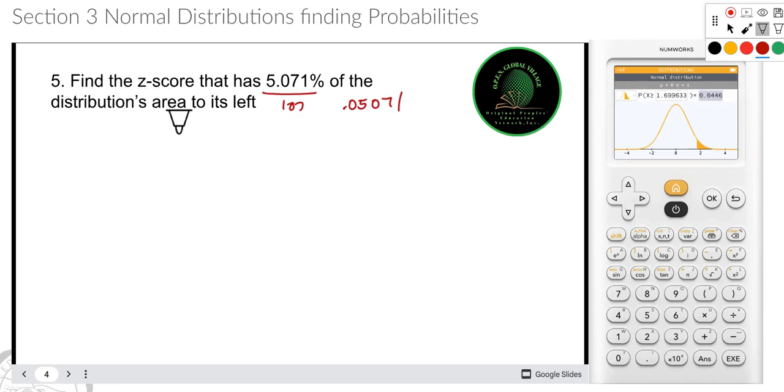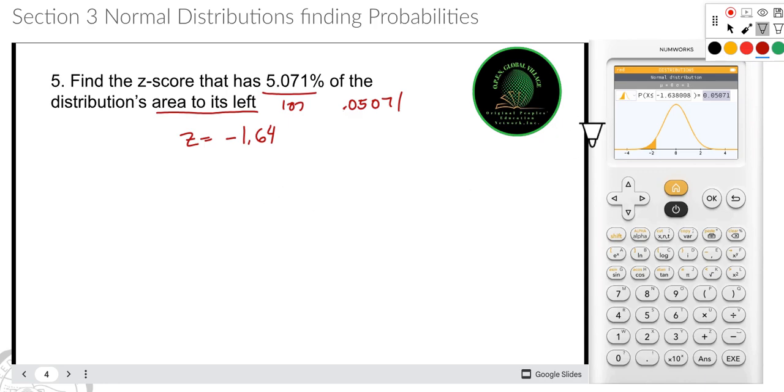But in this case, we want the area to its left. So again, we have to make sure we're using the right tool, which is the left tool, the less than tool. And we just come over here and we enter our value, 0.05071, and we've got our z-score. Typically, if the instructions are different, but typically they'll want them rounded to 2 decimal places, so that z equals negative 1.64. And you see, it looks like about 5% is just a little bit in this little corner here.